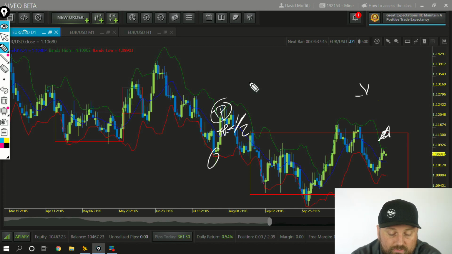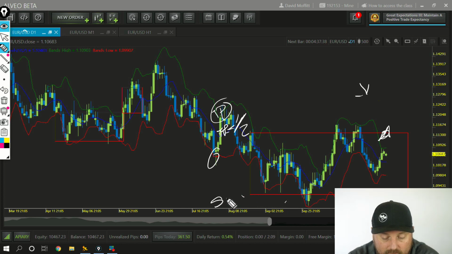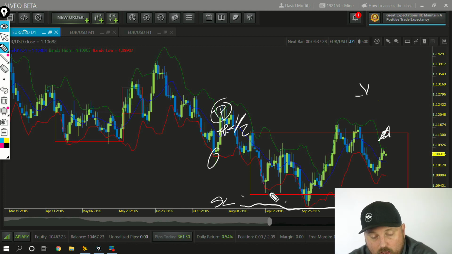My stop losses, I'll always put below the range. So my stop loss is going to be right in here, below that range. If it breaks out of this range right here, I want to be out. If the market moves from a contraction to expansion, I want to be out, because I'm playing inside that range. As soon as it hits outside the range, I trigger my stop losses to get out.